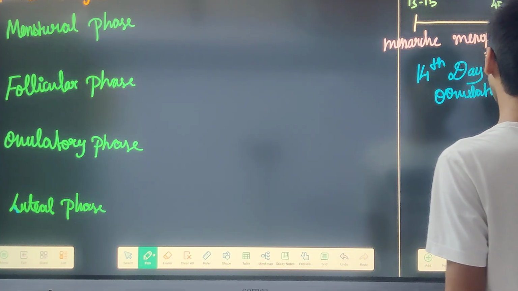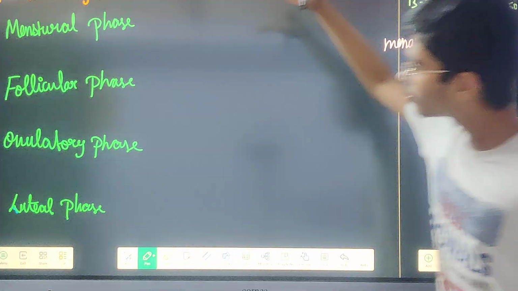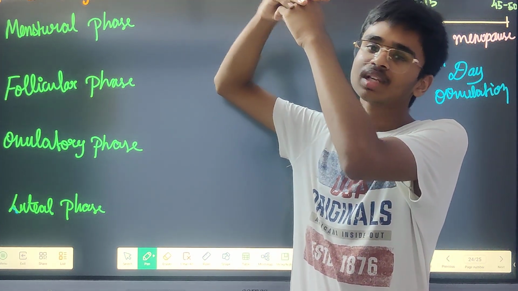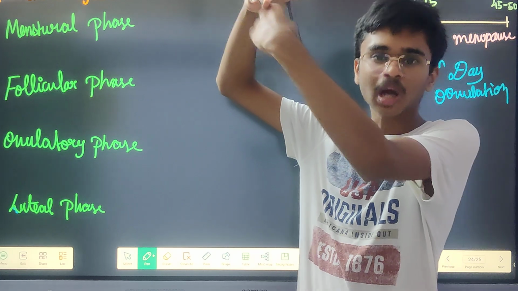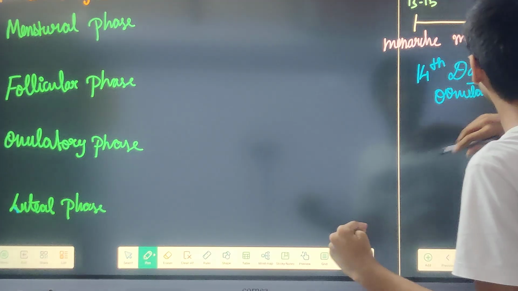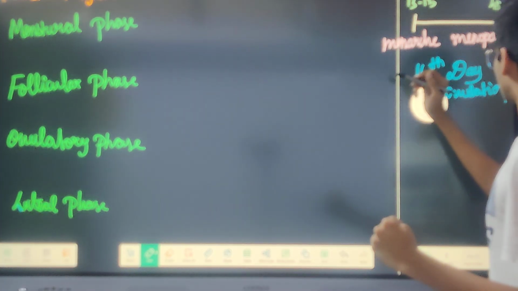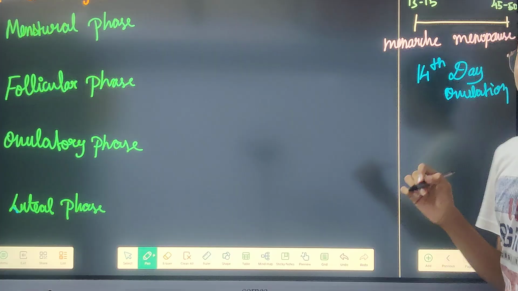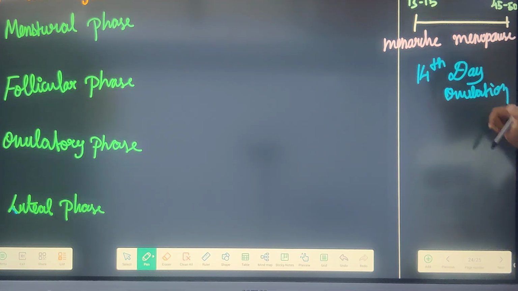What 14th day? You might be confused. From the menstrual phase, that means from the day where the blood is flowing out of the vagina, from that day to the 14th day, exactly on the 14th day only ovulation will be happening.